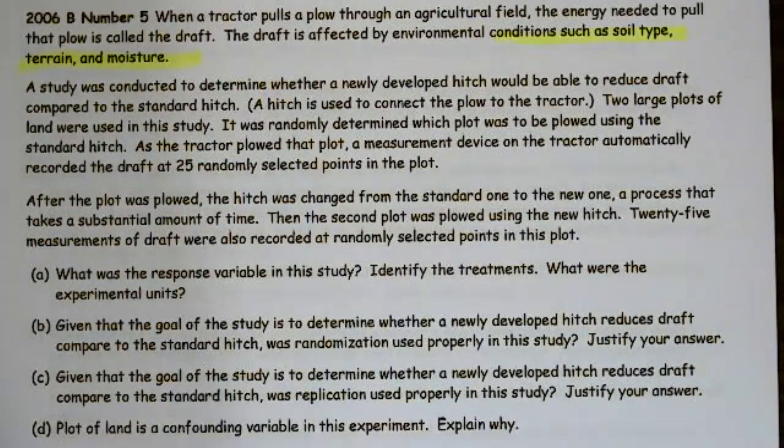A study was conducted to determine whether a newly developed hitch would be able to reduce the draft compared to the standard hitch. 2 large plots of land were used in the study. It was randomly determined which plot was to be plowed using the standard hitch. As the tractor plowed the plot, a measurement device automatically recorded the draft at 25 selected points in the plot.